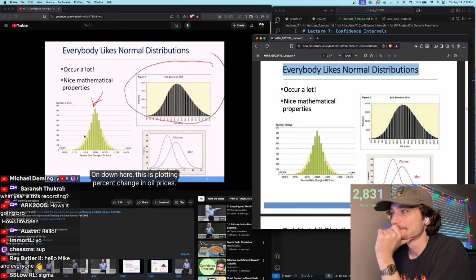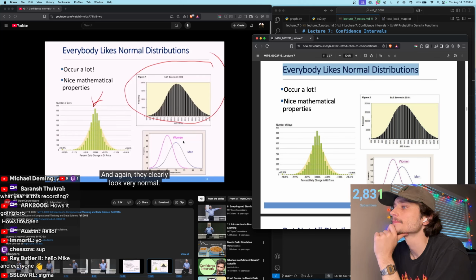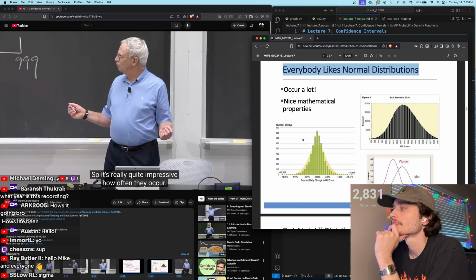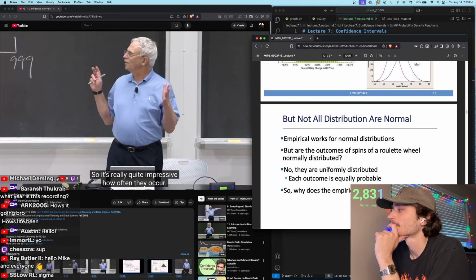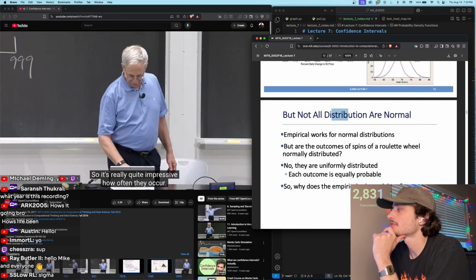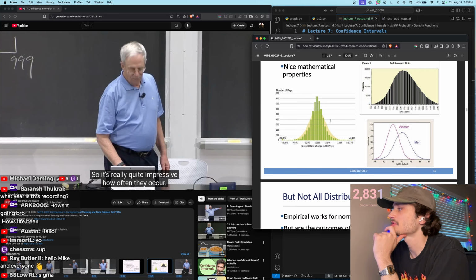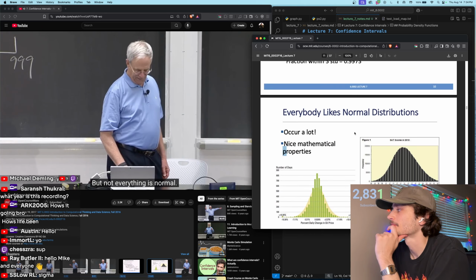Again, we see something very close to a normal distribution. And here is just looking at heights of men and women. And again, they clearly look very normal. So it's really quite impressive how often they occur. These are just occurring naturally. But not everything is normal.